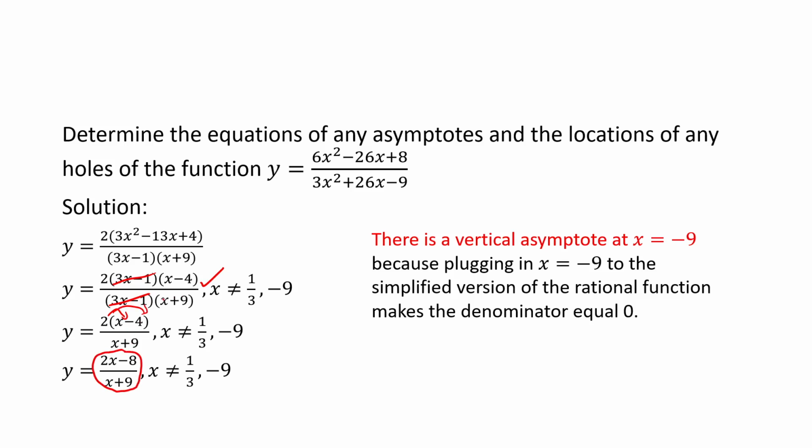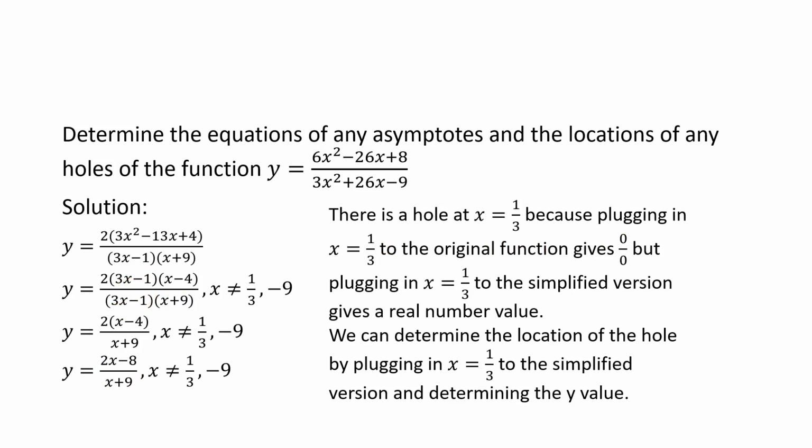Now, we know we have a hole at an x value of 1/3 because originally 3x − 1 was a factor of the denominator, but then after we were able to cross it out, it was gone. So that means there's a hole there. On the other hand, there's a vertical asymptote at x = −9 because after canceling, the x + 9 was still there. So we have a vertical asymptote at x = −9, and a hole at x = 1/3 because of what we said earlier.